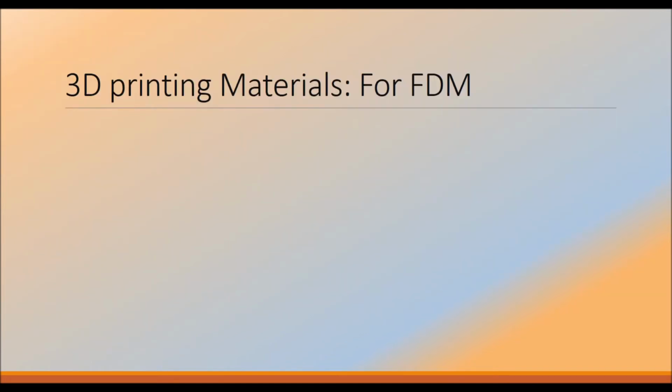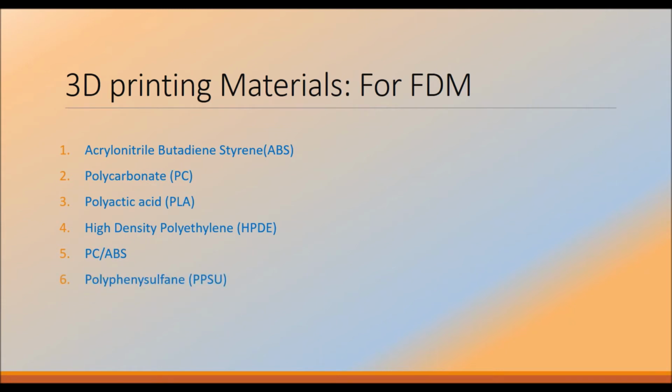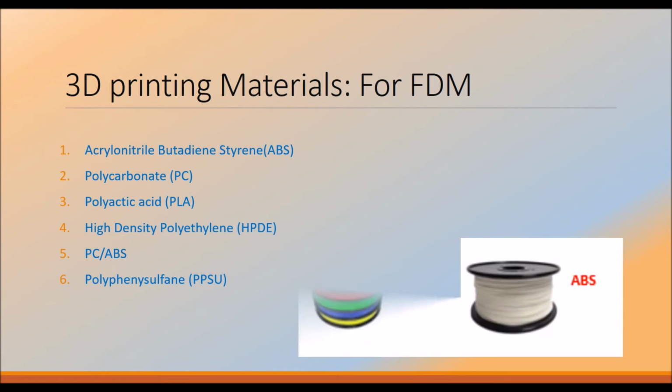Next, some of the materials used only for FDM machines, like acrylonitrile butadiene styrene, that is ABS, polycarbonate PC, polylactic acid PLA, high density polyethylene HDPE, PC or ABS, polyphenylsulfone, that is PPSU. So these are materials that are used only for the FDM technologies.